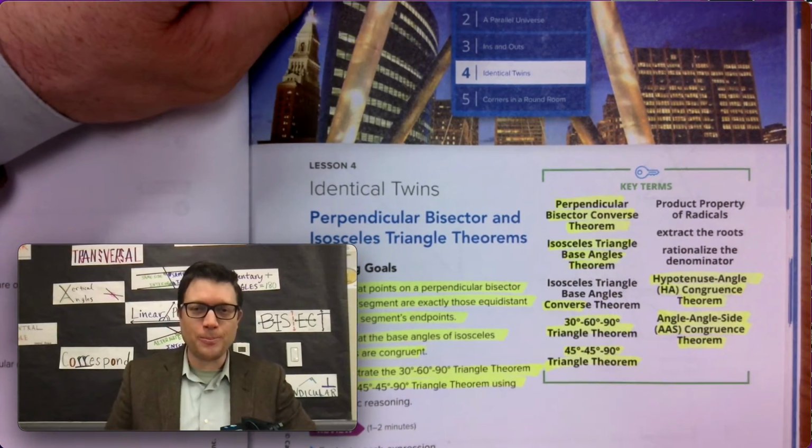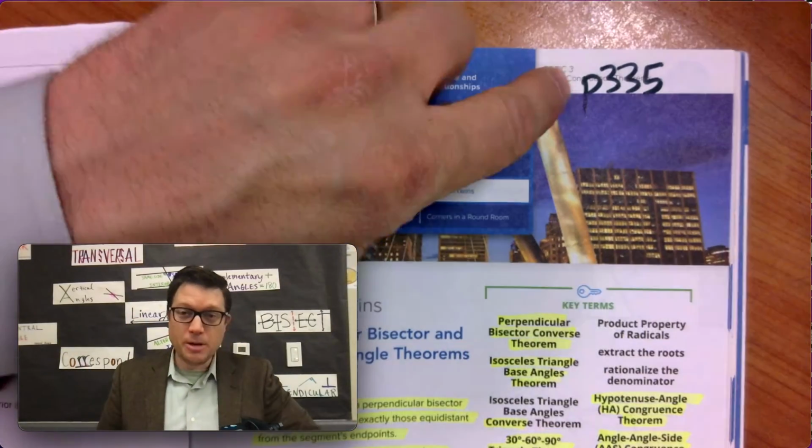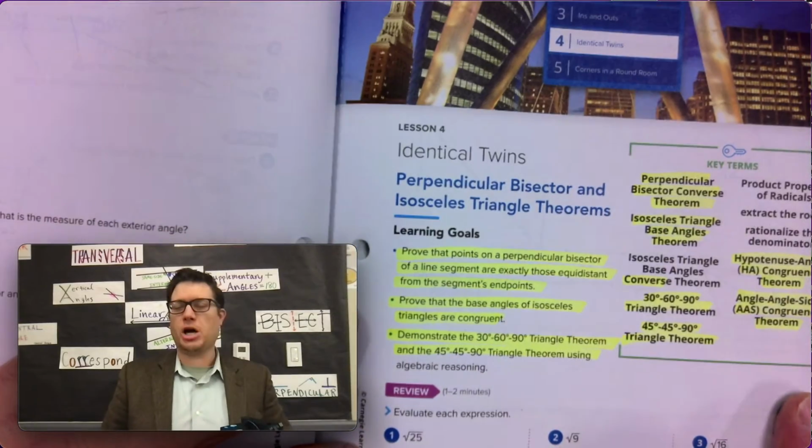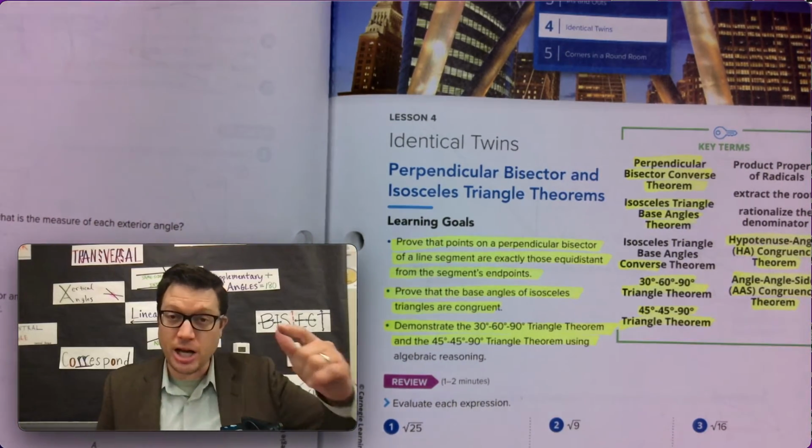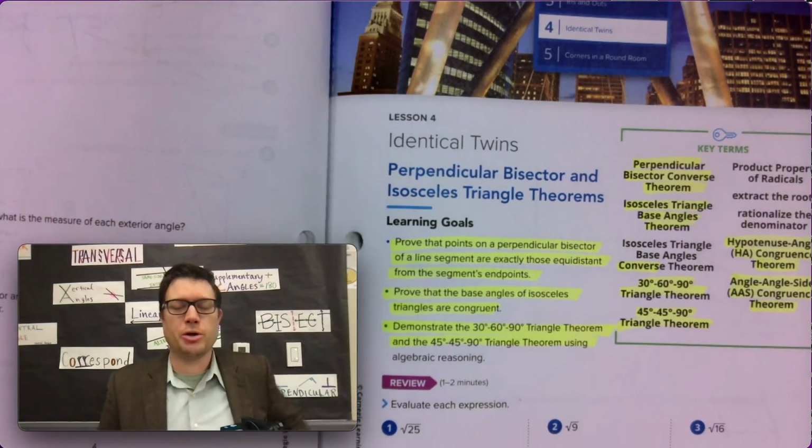Hello, welcome. Please have a highlighter. Please be on page 335. We are talking about perpendicular bisector and isosceles triangle theorems.